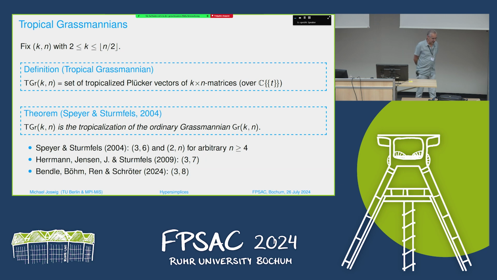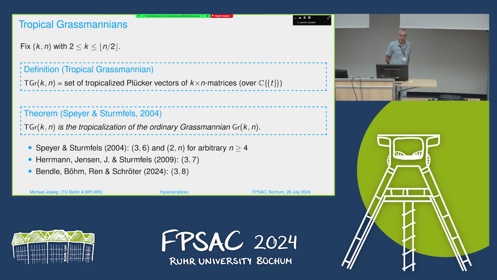And then ever since then, these things have had numerous applications in tropical geometry and outside, and therefore it was a main goal to explain them as well as we can, and this includes explicit computations. In the several-times-mentioned paper by Speyer and Sturmfels, they already provide the data for the case where k equals 3 and n equals 6. And they also explain how these things work for k equals 2 and arbitrary n.